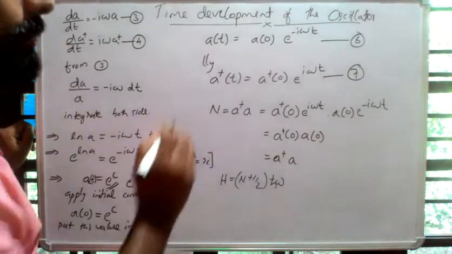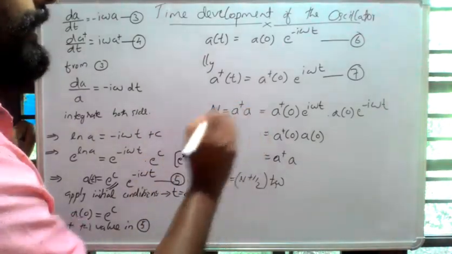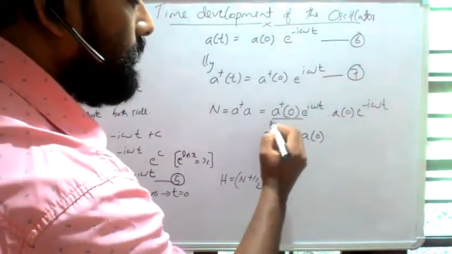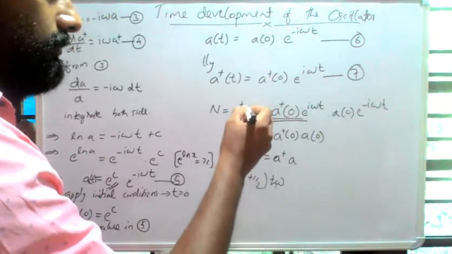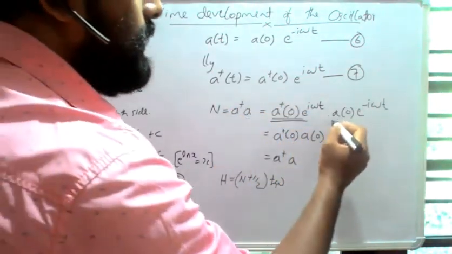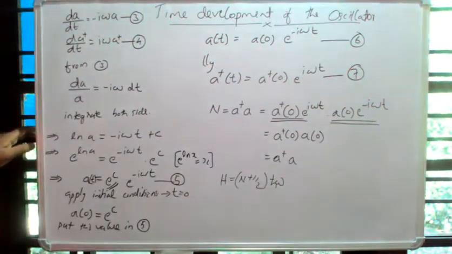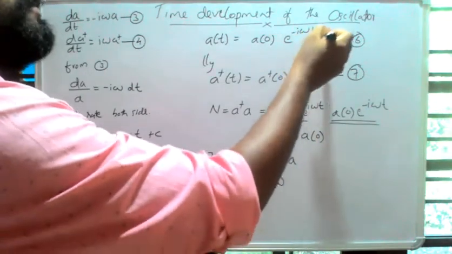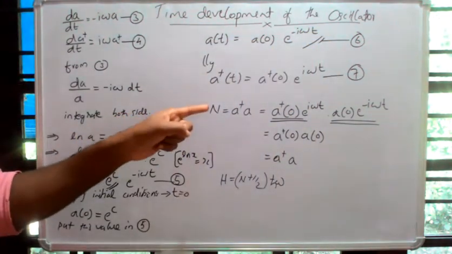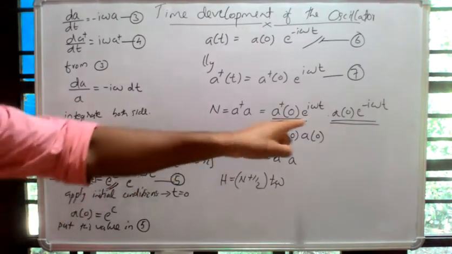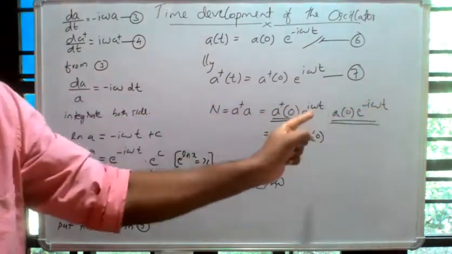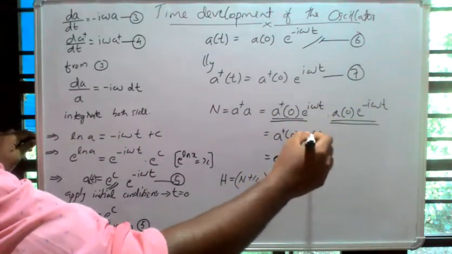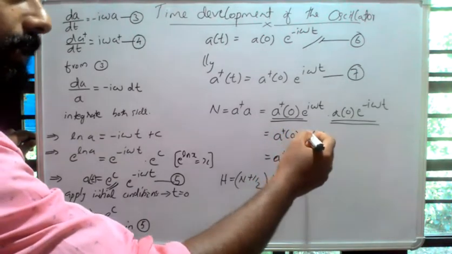And we know the number operator n equal to a dagger a, and that is equal to a dagger of 0 e raised to i omega t. This is a dagger as a function of time t, and this is a as a function of time t. This annihilation operator and this creation operator vary with respect to time in this form. When we find the number operator, we get e raised to minus i omega t and e raised to plus i omega t, and that is equal to 1, that is a dagger into a.